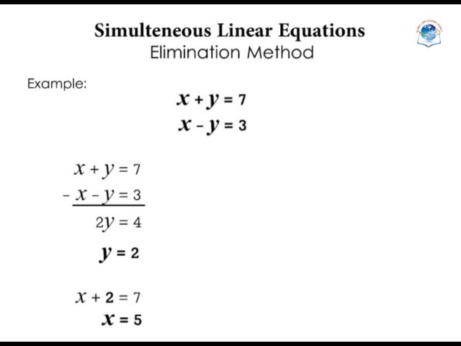Suppose we want to eliminate y instead. If we want to have 0y, then we cannot subtract. Instead, we add the two equations. So we shall have 7 plus 3 is 10. Y plus minus y is 0. X plus x is 2x. And so 2x is equal to 10 and x is 5.